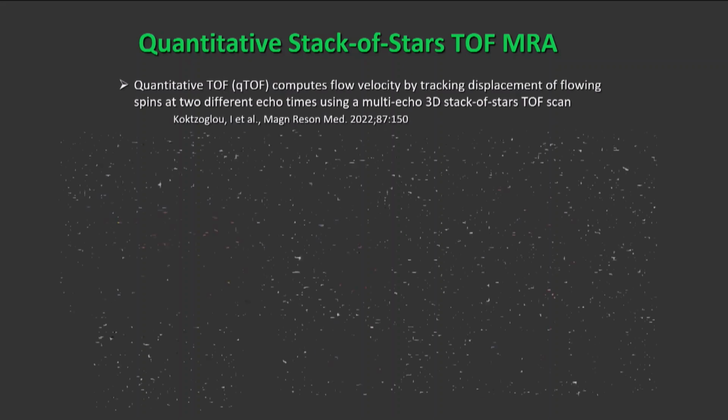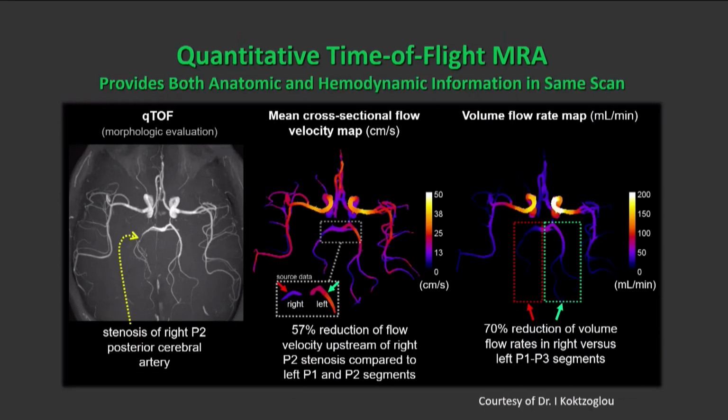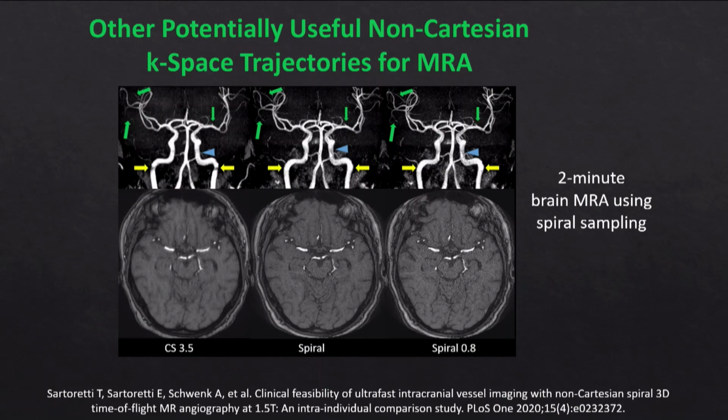And then John's even gone a step further, and he's going to show this, I think tomorrow. It's a quantitative stack of stars where you can, in the same time as you do the time-of-flight angiogram on the left, also get quantification as shown on the right. And of course, radial stack of stars isn't the only thing. There are things like spiral and so forth.